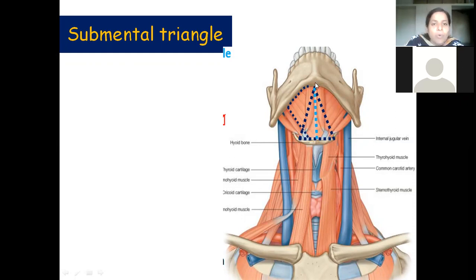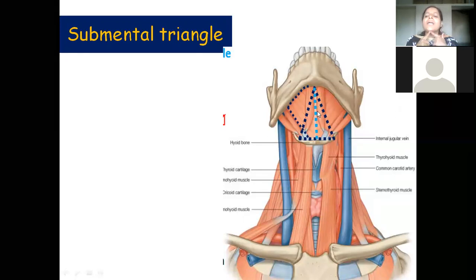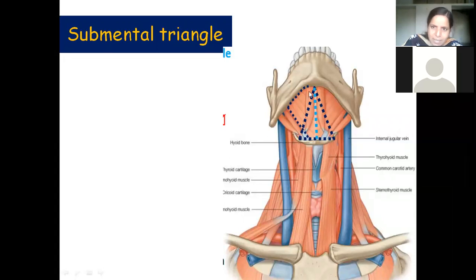Now let us see the boundaries of the submental triangle. If you consider this as a triangle, how is the base formed? Which bone is forming the base? Hyoid bone. How is the apex formed? The apex is formed by the anterior belly of digastric of the right side and the anterior belly of digastric of the left side. That meeting point is the apex. So this is base and this is apex. Half of the triangle is seen on the right side and half on the left side. That is the submental triangle.